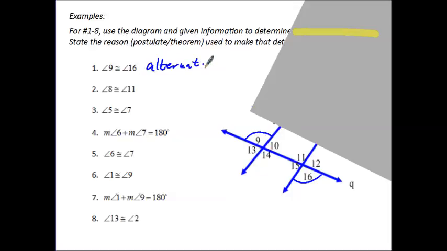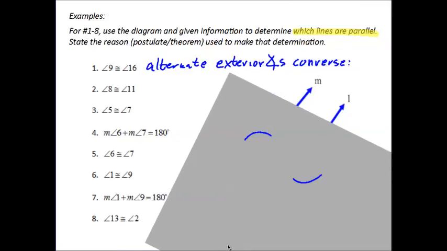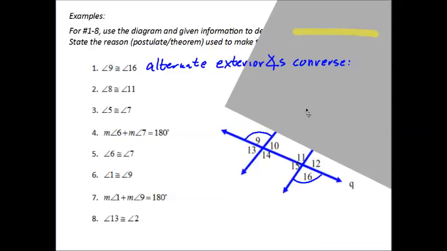Alternate exterior angles. And what does that mean? Let's not forget it was the converse. Let's just put that down. And that means that which lines are we talking about here? Take the paper away. We're talking about lines M and L. Lines M and L are, excuse me, parallel. I'm going to make the L like this so we don't get confused over here. Lines M and L are parallel.